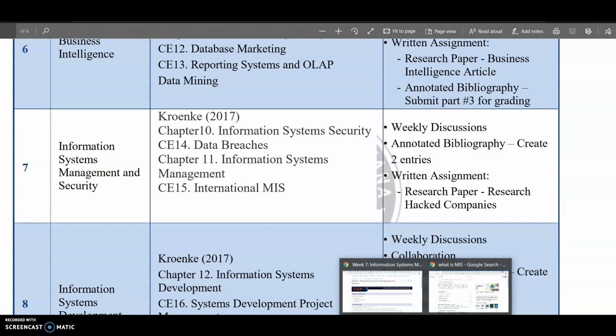We have weekly discussions this week. Create 2 annotated bibliographies. And the written assignment is to research hacked companies.